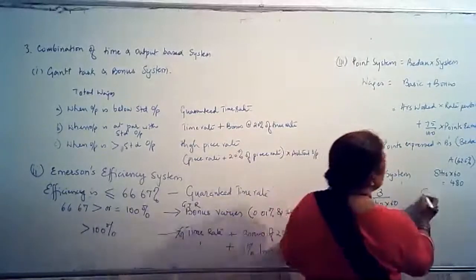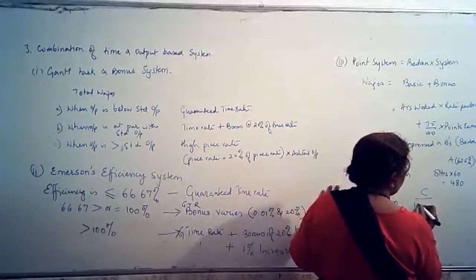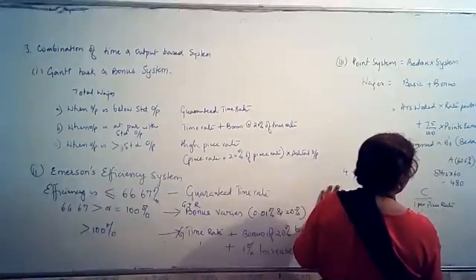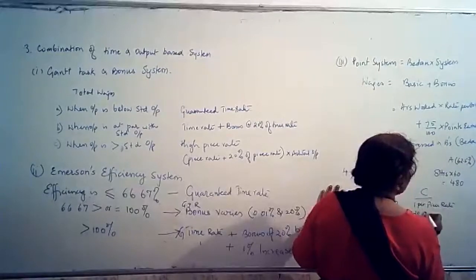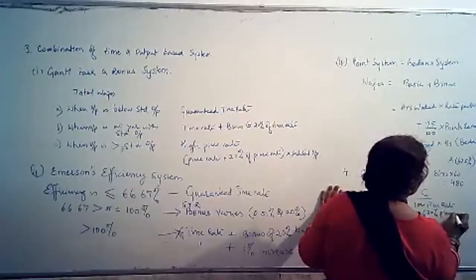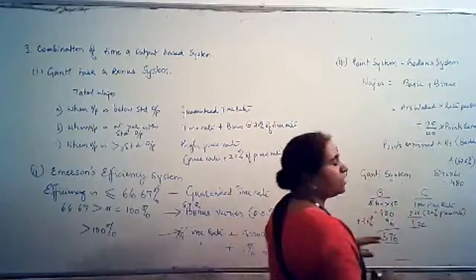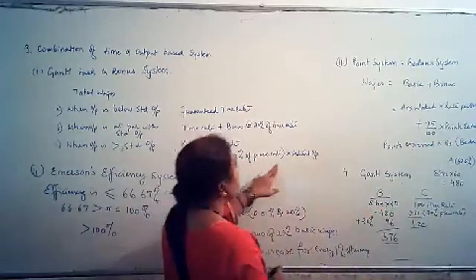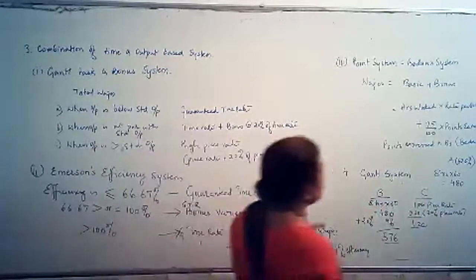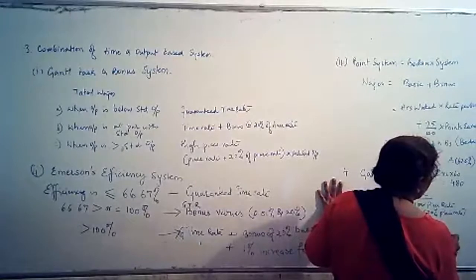In case of C, he is supposed to get 1 rupee as the per piece rate. 20% you add; 20% is 0.20 of the piece rate. So if you add this, 1 rupee 20 paise is the rate, which is the high piece rate. High piece rate into actual output. What is the actual output? 600 is the actual output. So he will get 600 into 1 rupee 20 paise.